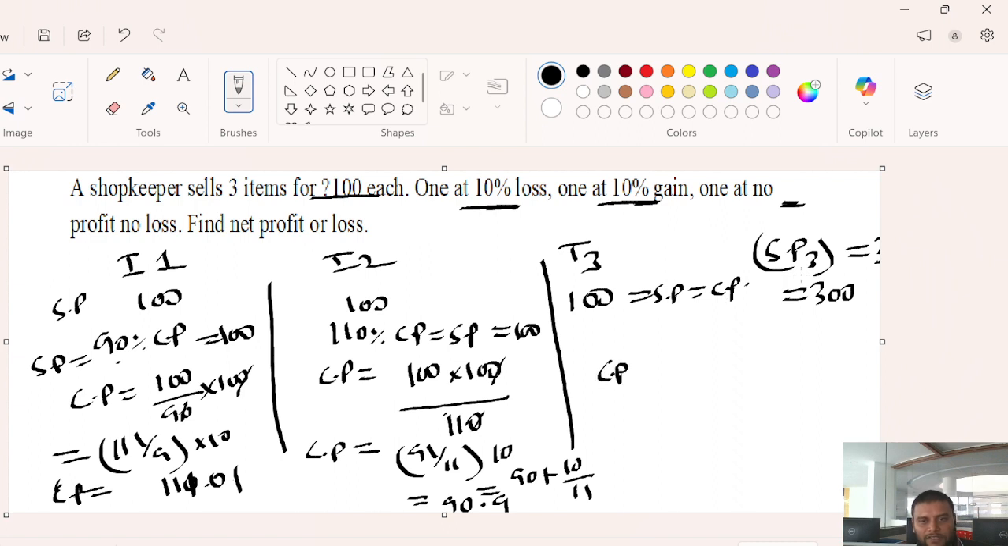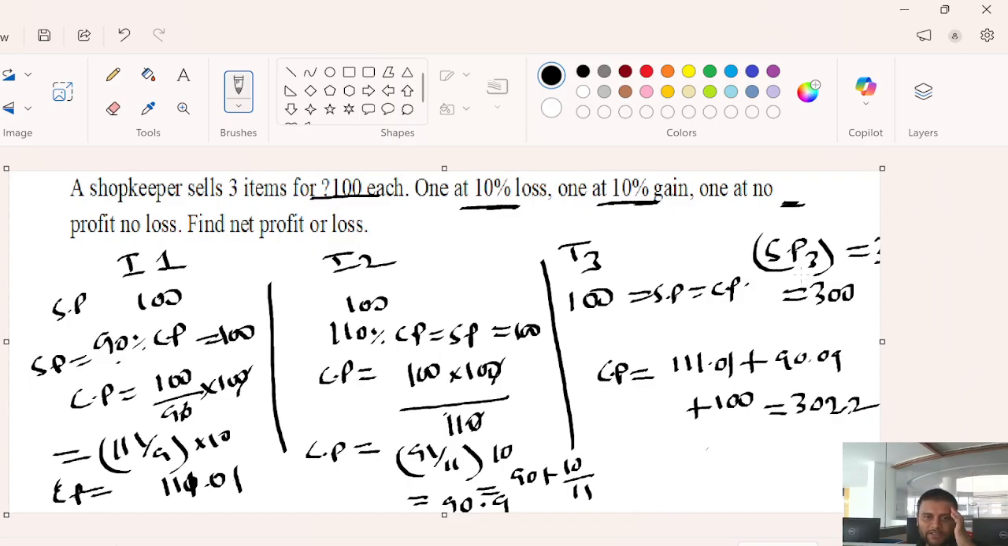So I can say the cost price of three articles is equal to 110.1, that is the first article, plus 90.9, that is the second article, plus 100 rupees, the other article. This is equal to 302.2, guys. This is the cost price of the three articles.